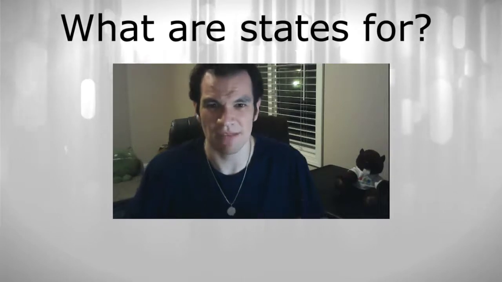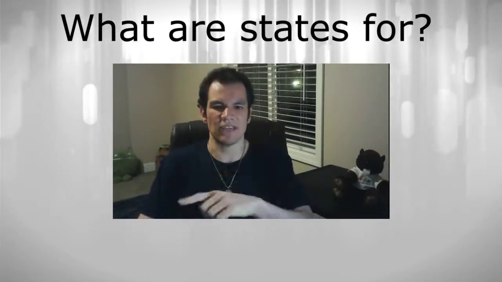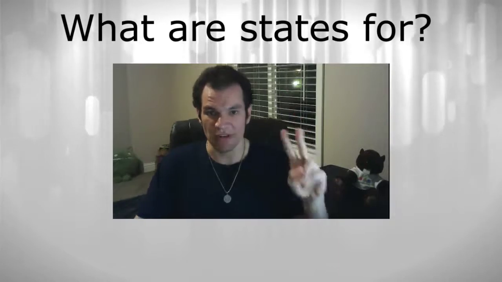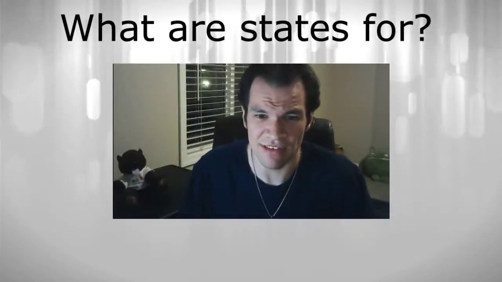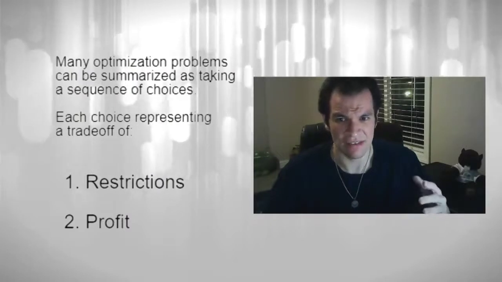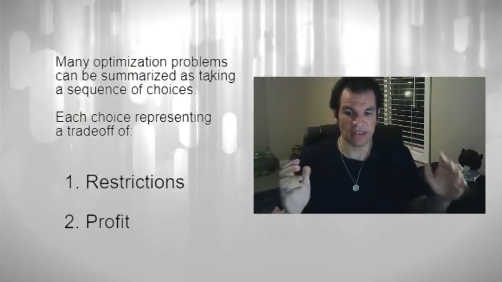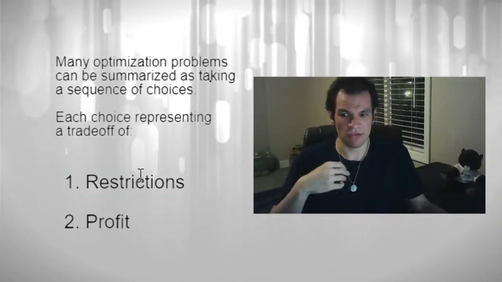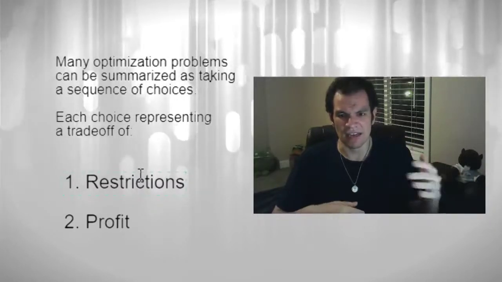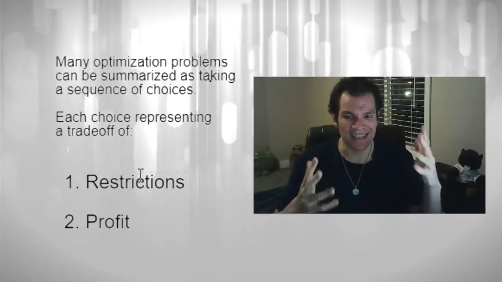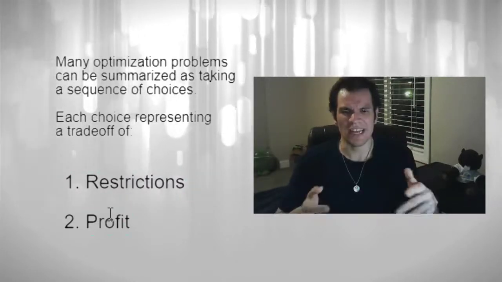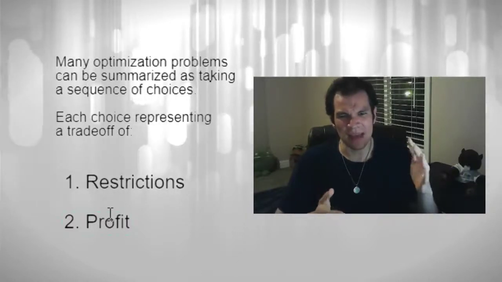Many optimization problems can be summarized as taking a sequence of choices, with each choice being a trade-off between two different things: a restriction for future choices and, optionally, a cost or a profit. Intuitively, a state is determined by the set of restrictions imposed by the previous choices. So, depending on which choices are taken, the restrictions change and that determines the state. And what we want is to maximize the profit of any given state or minimize the penalization.